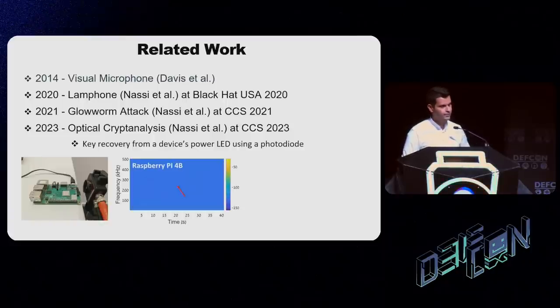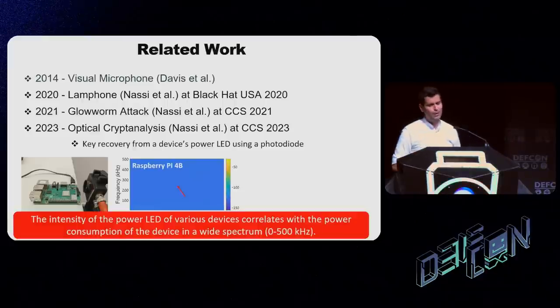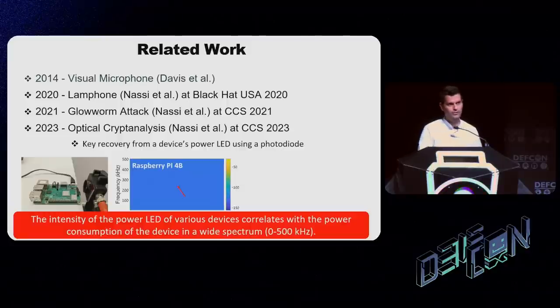As you can see, we directed the photodiode towards the LED of a Raspberry Pi, and one of the first observations that we made is that the intensity of the power LED of various devices, it's not only Raspberry Pi, there are additional devices as well, the intensity of their power LED correlates with the power consumption of the device in much wider spectrum than we initially thought. We analyzed 0 to 4 kilohertz. You can see that in this specific case, it reaches up to 500 kilohertz, which was the upper limit of our equipment. The potential is actually much greater than 500 kilohertz.